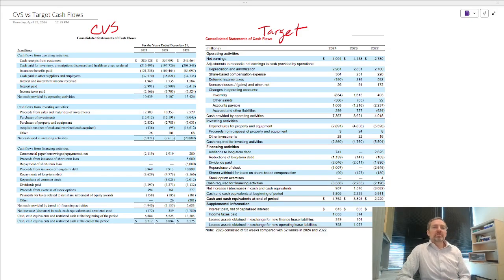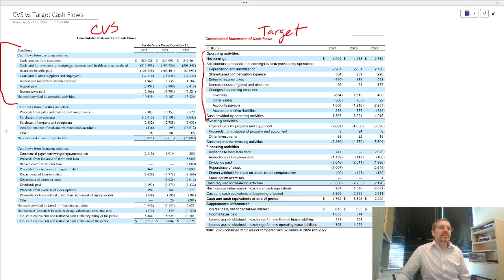Up on the screen, I have two different statements of cash flows from different companies. On the left, I have CVS, and on the right, I have Target. And I want to compare these two. Let's look at CVS's first, and we're specifically looking at the operating section of their statement of cash flows. So this section right up here. All right, and for Target, it's right there. So that's what we're looking at.